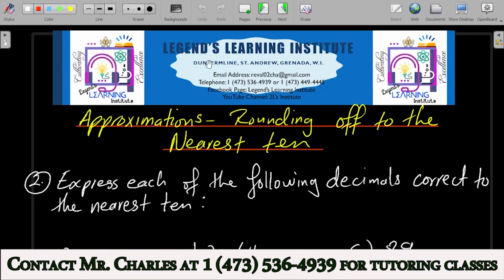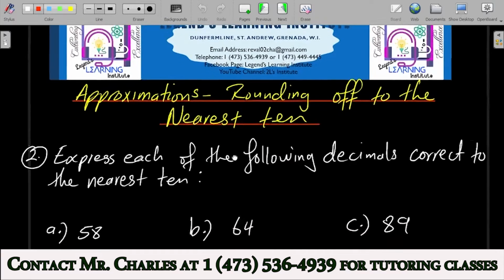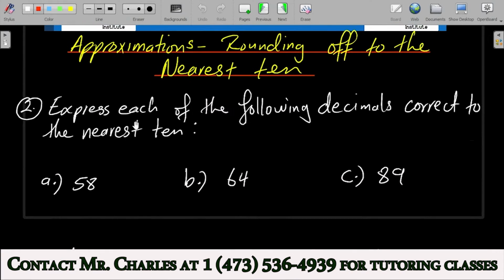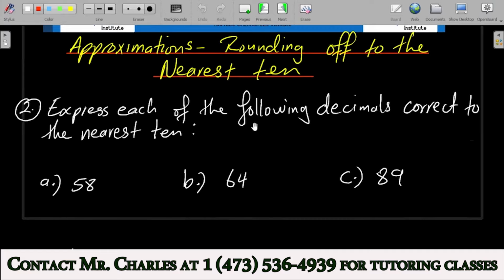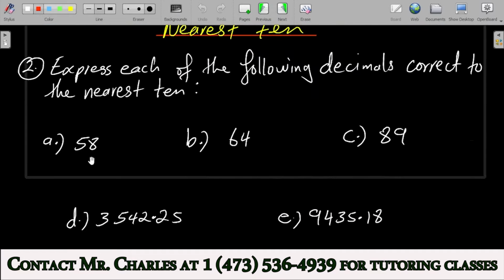Let's look at rounding off to the nearest 10. Okay, rounding off to the nearest 10. Now, number 2 says express each of the following decimals correct to the nearest 10. And the first number we have here is 58.